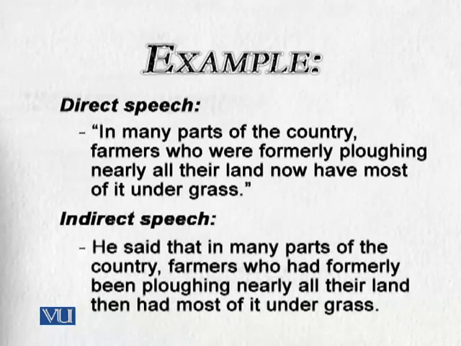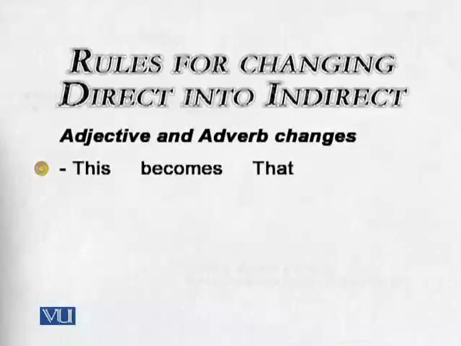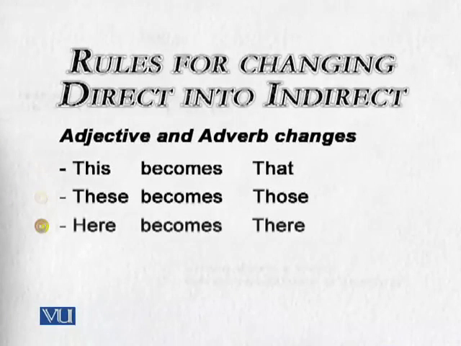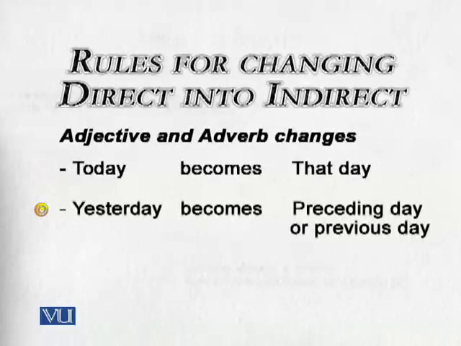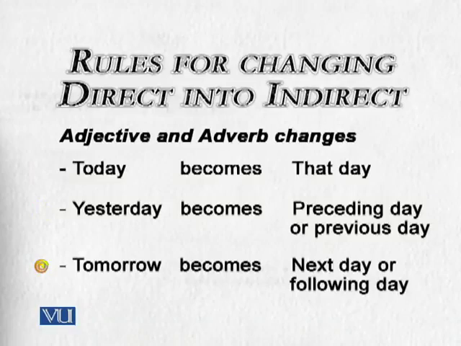In the indirect speech, with changes it goes, he said that in many parts of the country, farmers who had formerly been plowing nearly all their land, then had most of it under grass. Previously it was were, and were changed into had been. The second verb, which was have, changed into had. So these two changes: were into had been and have into had. The third change, which is time signifier change, let's take a look at that. This becomes that, these becomes those, here becomes there, now becomes then, today becomes that day, yesterday becomes the preceding day or previous day, tomorrow becomes the next day or following day.